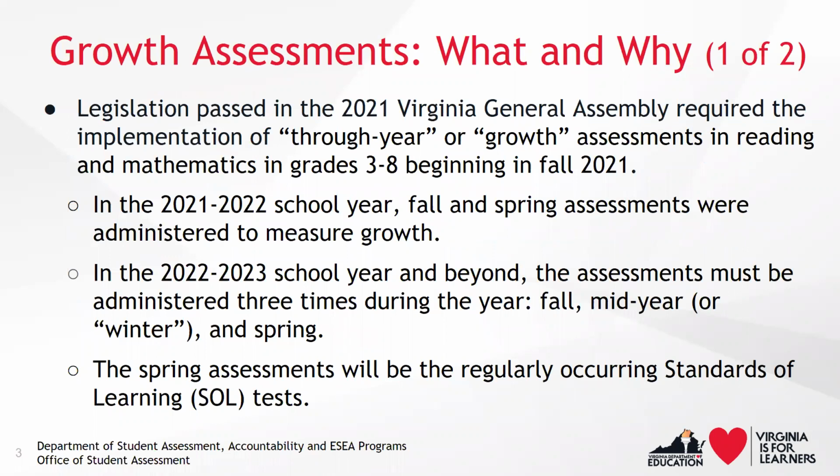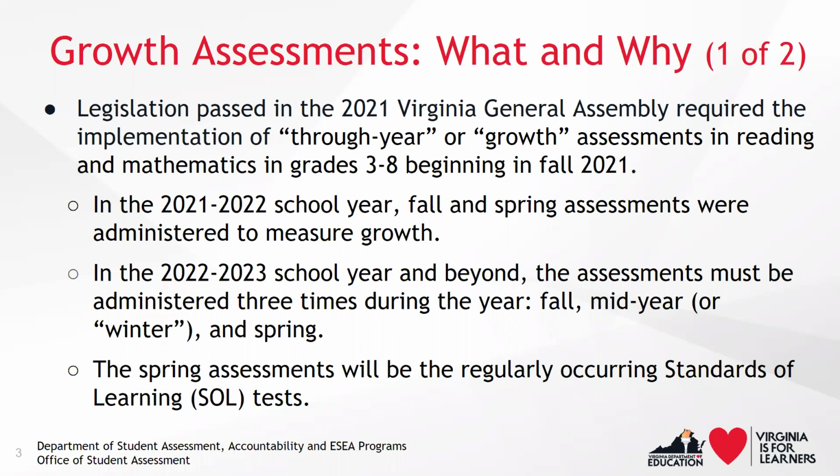First, let's talk about what growth assessments are and why they are being administered. The growth assessments were developed for grades 3 through 8 reading and mathematics in response to legislation enacted by the 2021 Virginia General Assembly. These computer adaptive tests are shorter than the normally occurring SOL assessments that students take in reading and mathematics in grades 3 through 8 each spring.